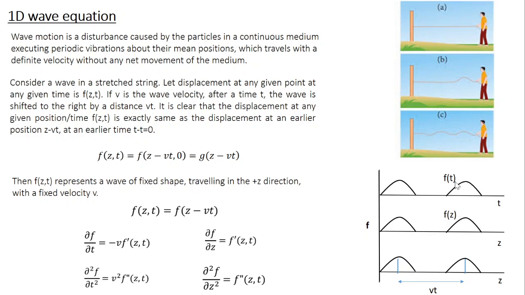In the first case, I am missing the spatial aspect. In the second case, I am missing the temporal aspect. So a complete description of the wave motion requires both the time information as well as the spatial information. So essentially, I am looking at a wave function which is a function of both space as well as time. So I call it f of z, t. Now we need to find a nice form for this wave function.